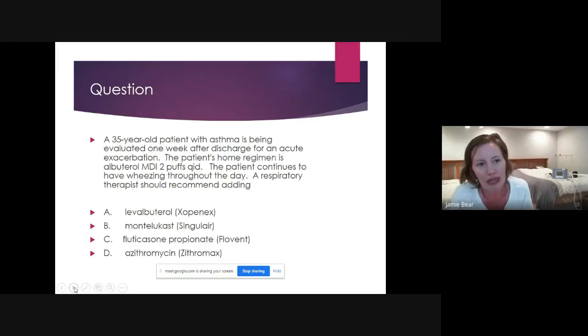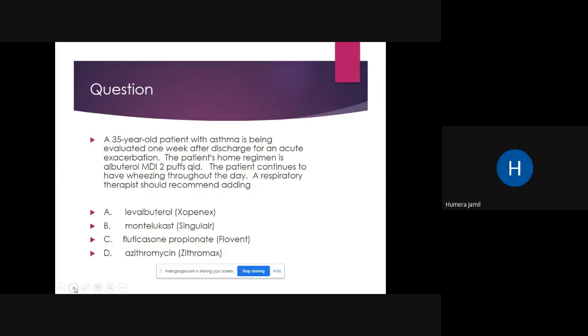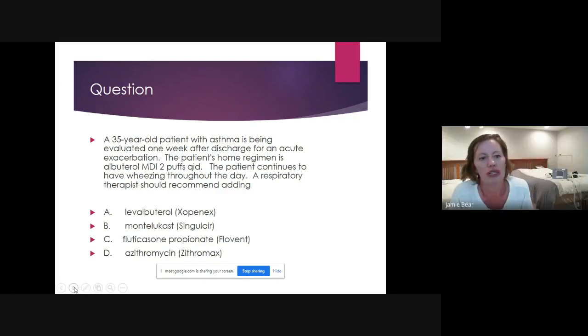A 35-year-old patient with asthma is being evaluated 1 week after discharge for an acute exacerbation. The patient's home regimen is albuterol MDI, 2 puffs, QID, 4 times a day. The patient continues to have wheezing throughout the day. A respiratory therapist should recommend Xopenex, Singulair, Flovent, or Zithromax. So what do we do in step 2? When we have a SABA and that doesn't work, what do we go up to? C. Yep. An inhaled corticosteroid. Good.